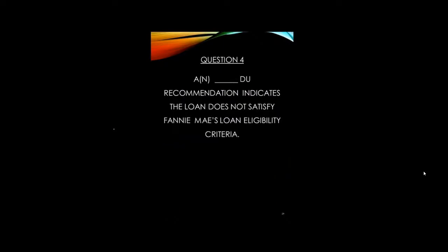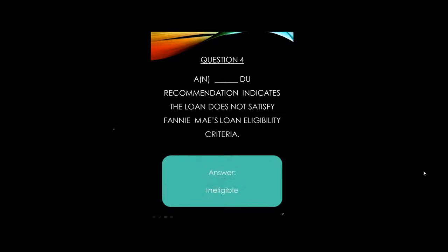Question 4. A blank DU recommendation indicates the loan does not satisfy Fannie Mae loan eligibility. What's the answer? The answer is ineligible. An ineligible DU recommendation indicates the loan does not satisfy Fannie Mae loan eligibility criteria.